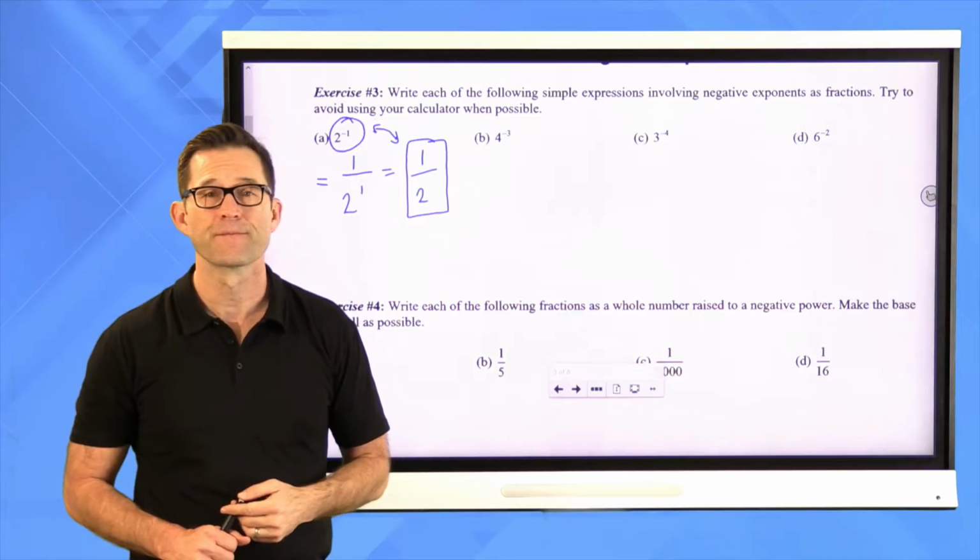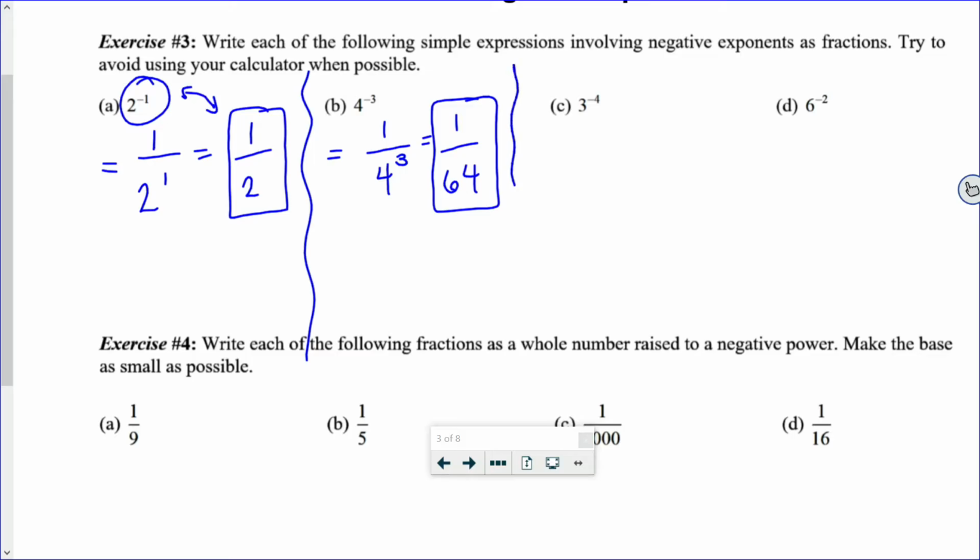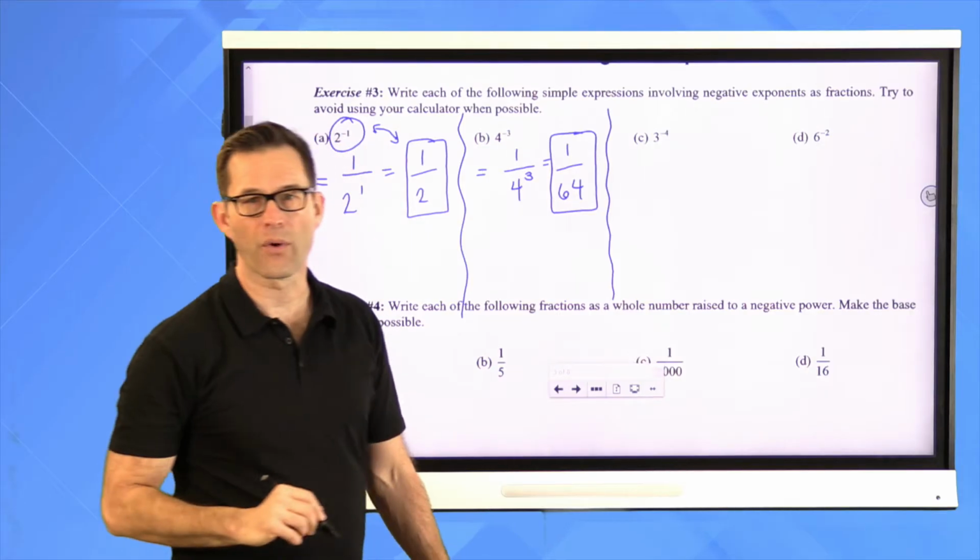Let's take a look at letter B. Here we have 4 to the minus 3. Just like the previous problem, we start by saying that's 1 over 4 to the third. Now, 4 to the third is a little bit harder to evaluate than 2 to the first, but 4 to the third is 4 squared, which is 16, times 4, which is 64. So 4 to the negative 3 is 1/64.